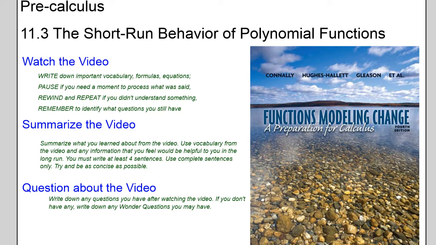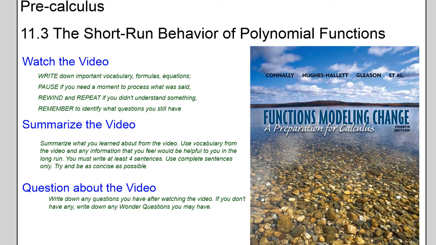11.3 talks about the short run behavior of polynomial functions, and a lot of the questions that you guys had during the 11.2 review could be answered in 11.3, especially what goes on not at the ends of the polynomial functions, but really what goes on in the middle of the polynomial functions. And we're going to talk about that today and how to determine that.